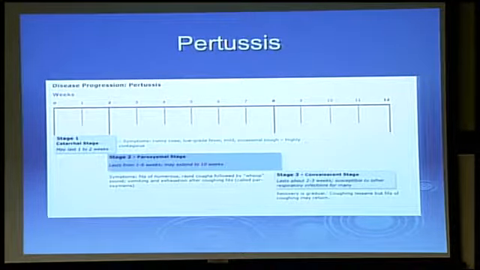So you get this catarrhal stage. Catarrh is just the rhinorrhea, runny eyes, runny nose, and then this paroxysmal stage where you have the rapid coughs and the whoop, and then you recover after that.